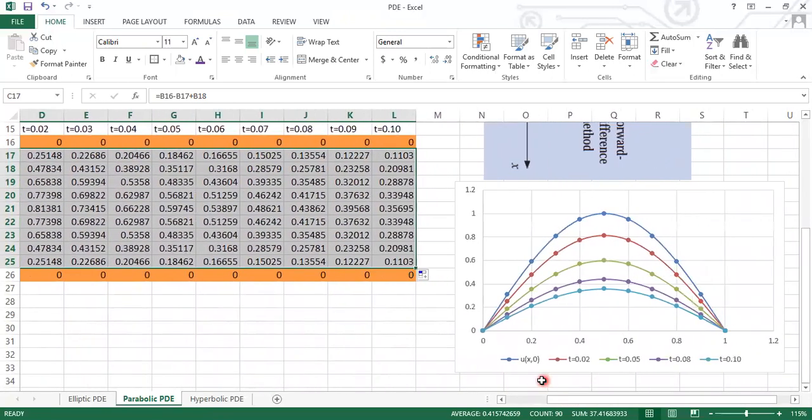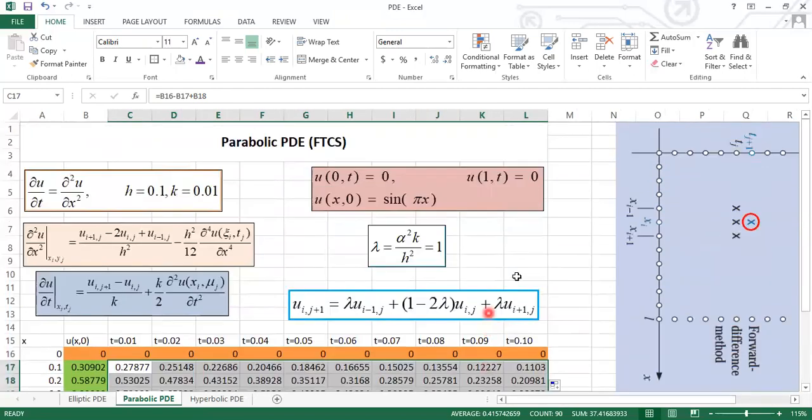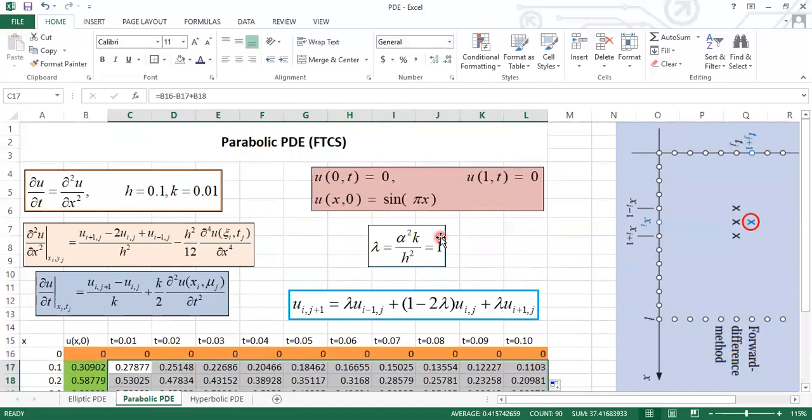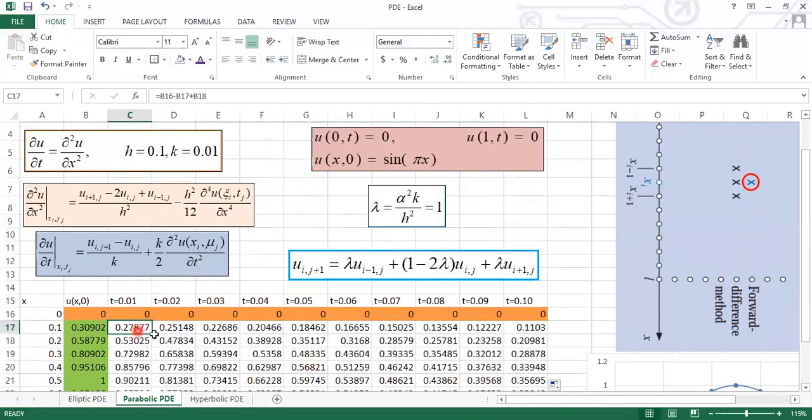At different times, I plotted the solution, for example at t equal to 0.02. These are propagation problems that propagate the solution in time. So this is the FTCS demonstration in Microsoft Excel. By using FTCS, we have the explicit equation, so all the new values can be computed on the basis of previous values.